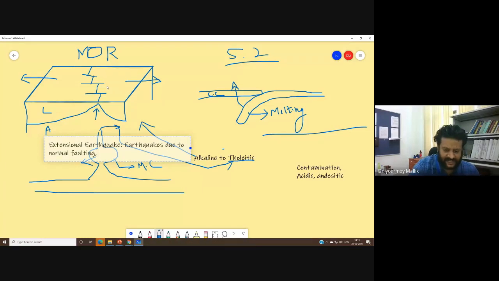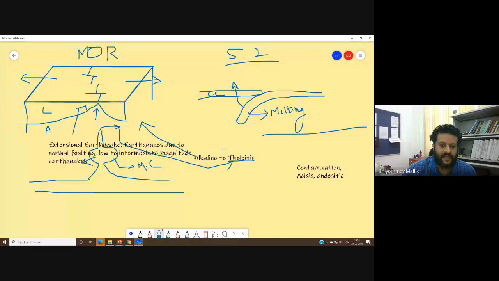Okay, and generally we see low to intermediate magnitude earthquakes in case of mid-oceanic ridge. Okay, in case of mid-oceanic ridge, we will observe extensional earthquakes and earthquakes due to normal faulting, low to intermediate magnitude earthquakes. Okay?